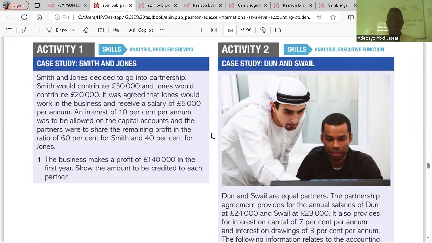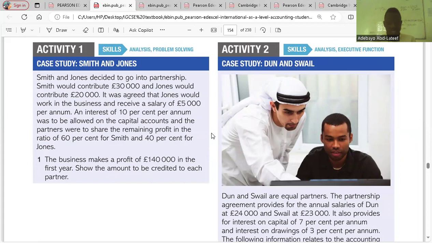So we have to prepare a current account here. What do we have in our current account? On the debit side, we have the salary paid and the balance carried down. On the credit side, we're going to have the interest on capital, the salary that Jones is going to get, and the profits that have to be shared between both of them. So first we have to make the analysis.